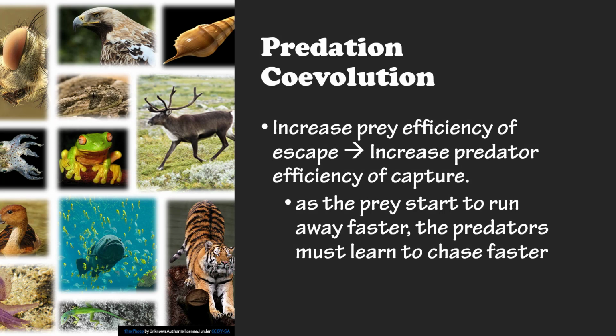Predation coevolution. An increase in prey efficiency of escape will automatically lead to increase in predator efficiency of capture. As the prey start to run away faster, the predators must learn to chase faster.